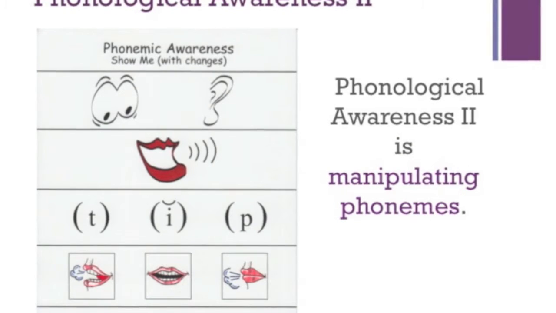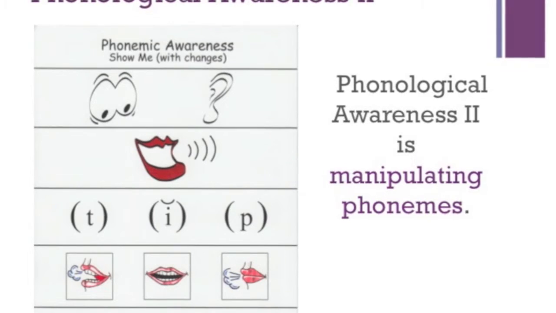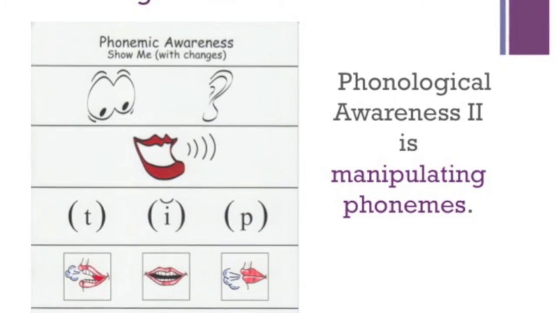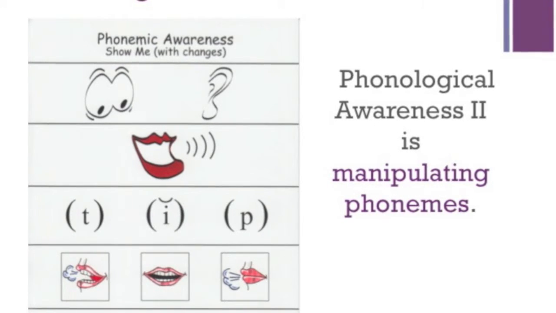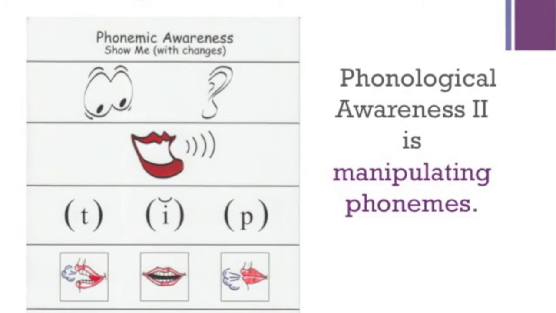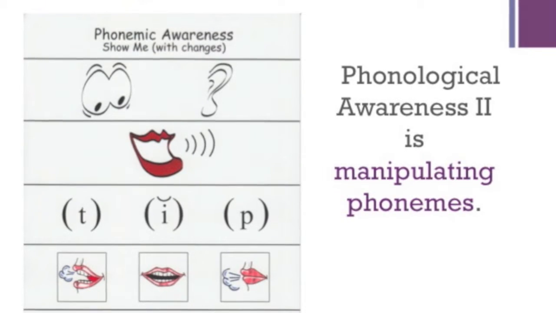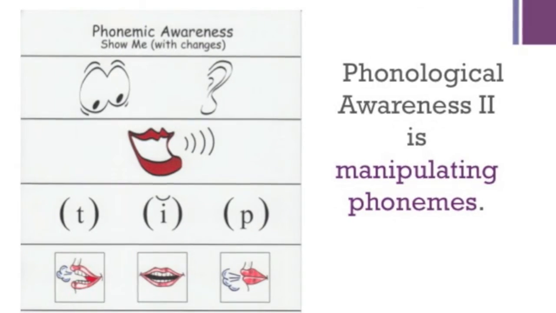Phonological awareness part 2 is manipulating phonemes. The student will look and listen, echo the word, for example, bat, b-a-t. If this is bat, show me bad, unblend, b-a-d. This continues throughout phonological awareness 2 for this component of the lesson.